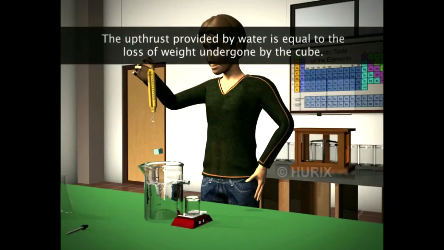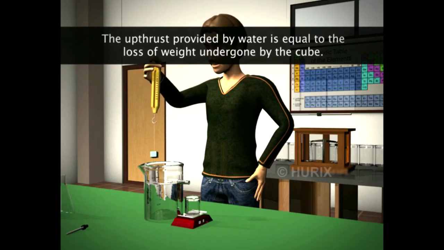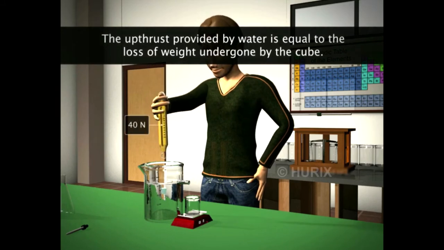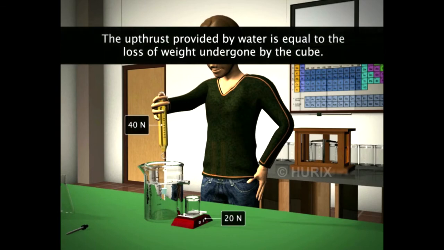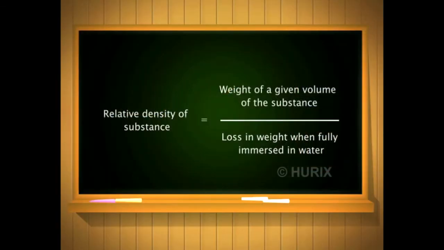When a body is immersed in water, the body displaces some water. The weight of the displaced water is equal to the upthrust exerted on the body. This upthrust is equal to the loss of weight in water when the substance is fully immersed.